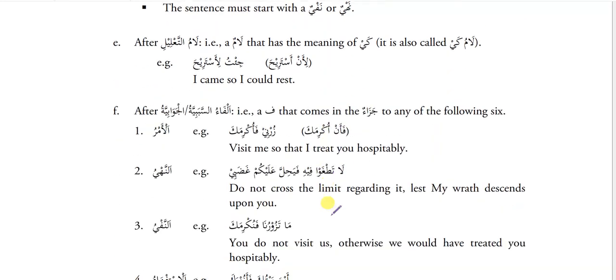Then we have lamu talil. Lamu talil means a lam which tells us about the reason why this fail happened. That is called lamu talil. Lam that has a meaning of kai, and the lamu talil has a similar meaning to kai, because kai also does the same. Like ji'tu li astariha, I came to you so I could rest. Li an astariha. So after li astariha, we have an hidden here.